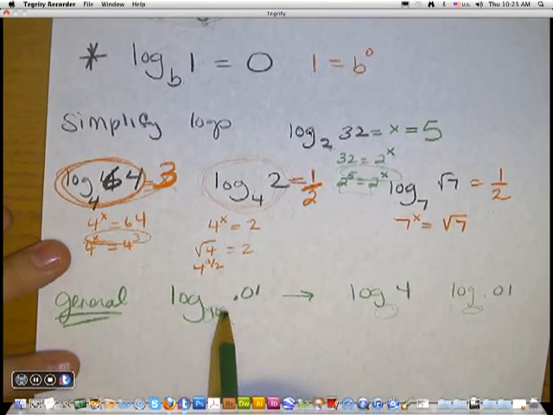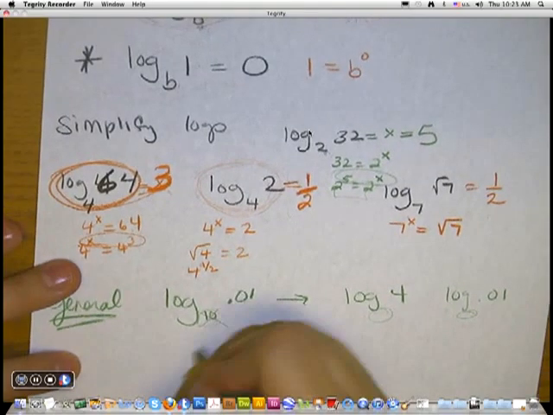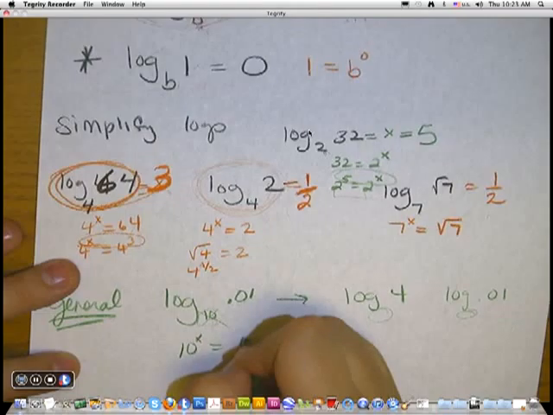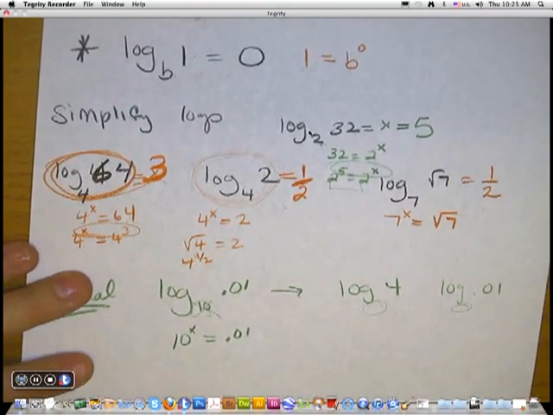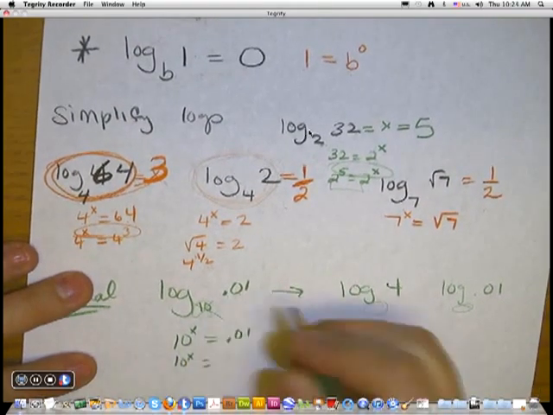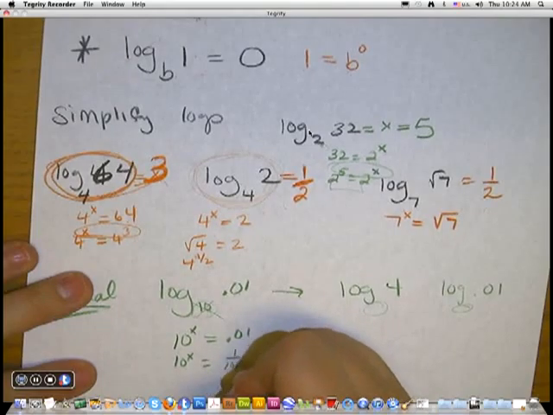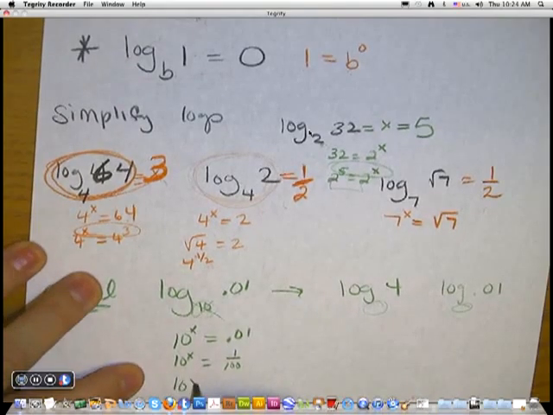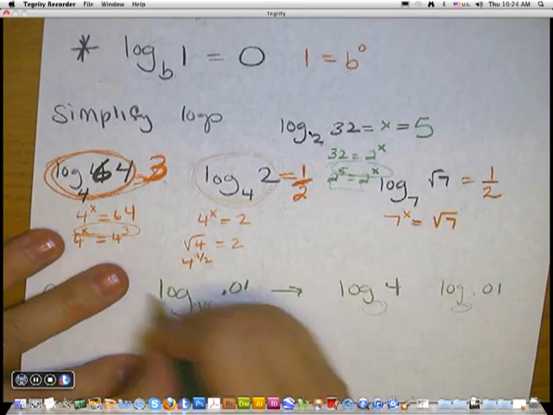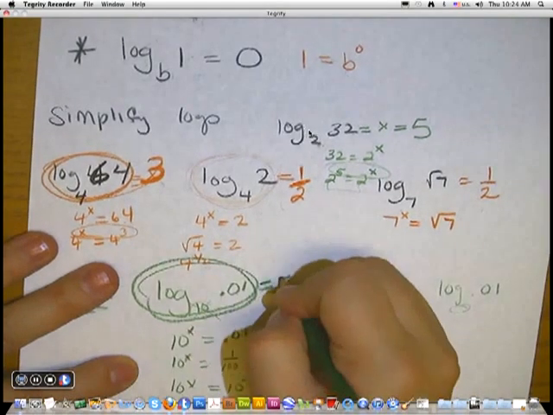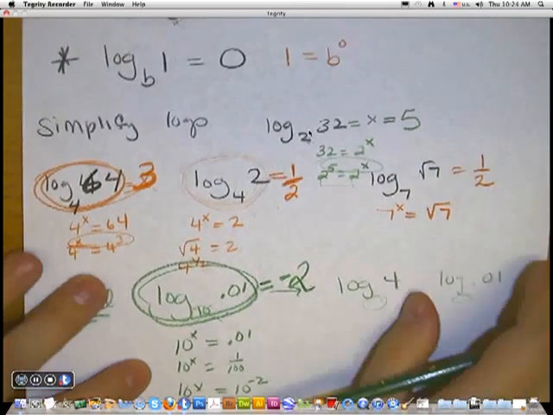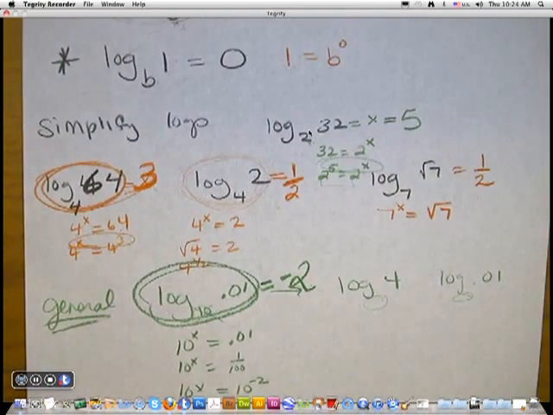So on this one, if I have log base 10 of 0.01, what exponent on 10 gives me 0.01? Well, that's 10 to the x is 1 over 100. So that's 10 to the x is 10 to the negative 2. So the value of this is negative 2. So you can have negatives as well as fractions and whole numbers.